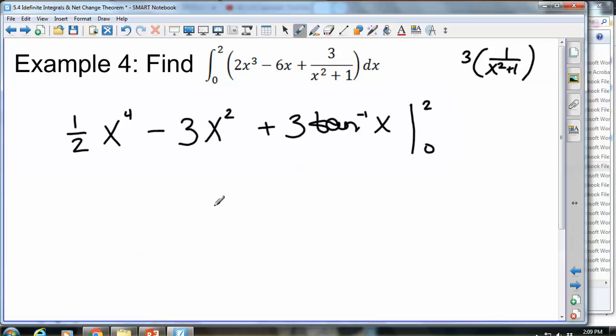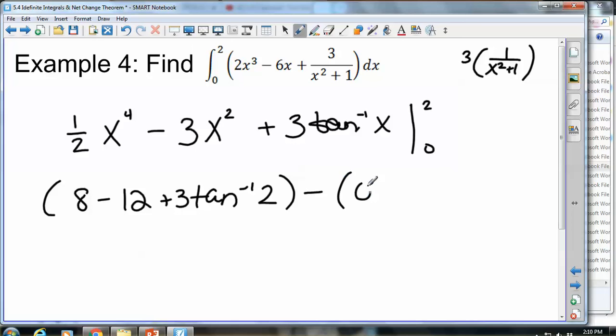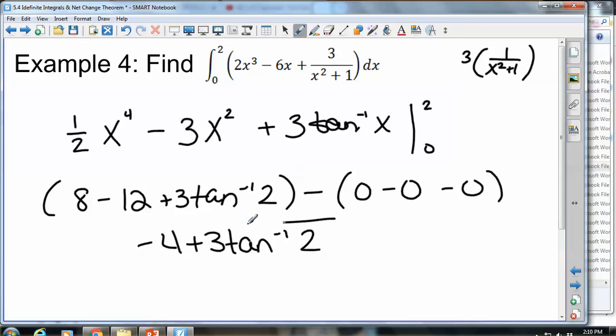Okay, so then if we evaluate this, tangent inverse of 0 is 0. You could evaluate this a little more, but I'm not going to. I'm just going to leave this tangent inverse 2. Tangent inverse of 0, I knew that was 0 because it's like saying when is tangent equal to 0? Unless it's 0 degrees or 0 radians.